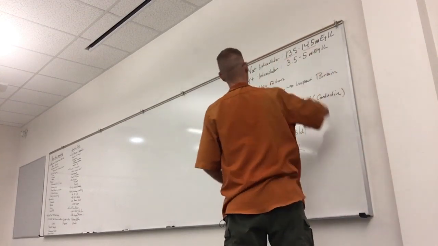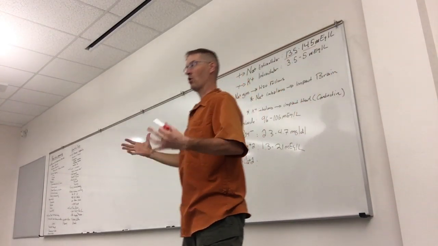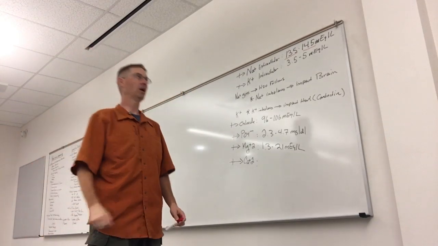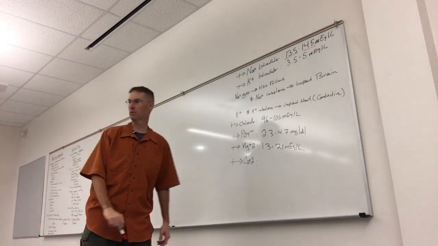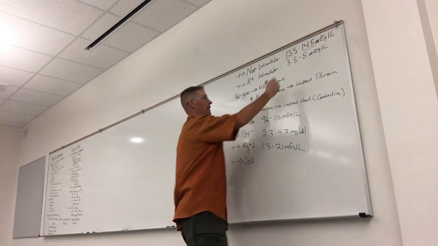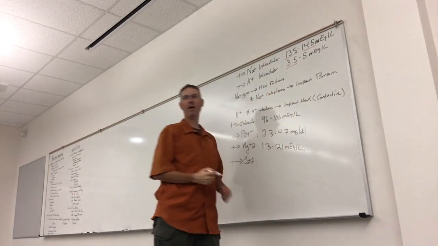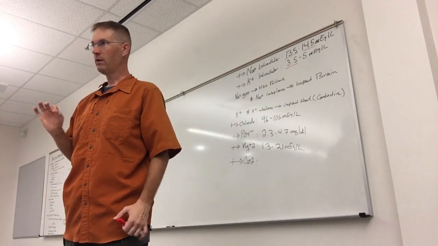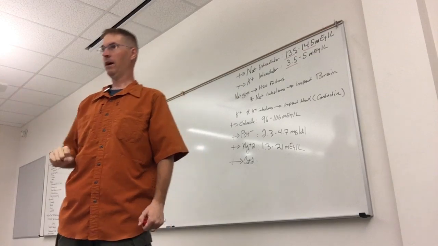Greater than 145 is hypernatremia. High sodium in the blood. Okay? Good with that? Potassium. Low potassium levels, less than 3.5. That is a condition known as hypokalemia, right?